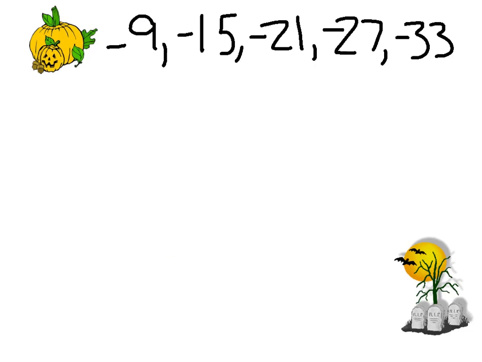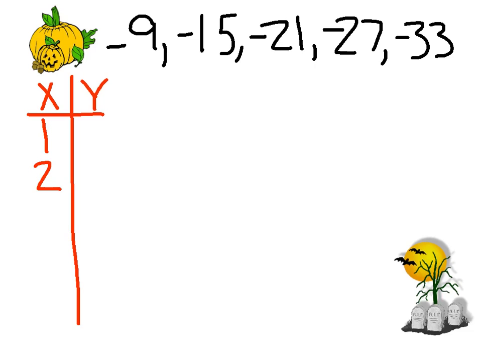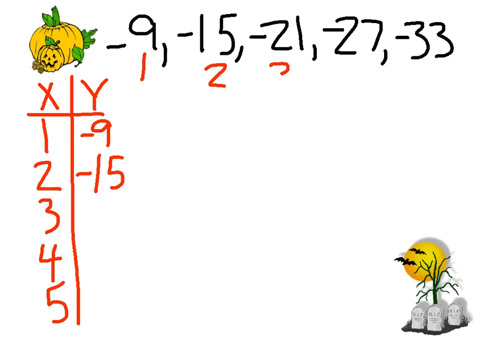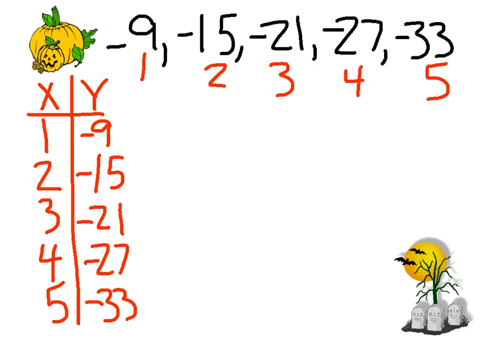Okay, let's try another example. We're going to make our table. Our x values are going to be 1 through 5. Our y values will be the numbers corresponding with our x values. So for 1, negative 9; 2, negative 15; 3, negative 21; 4, negative 27; and 5, negative 33.